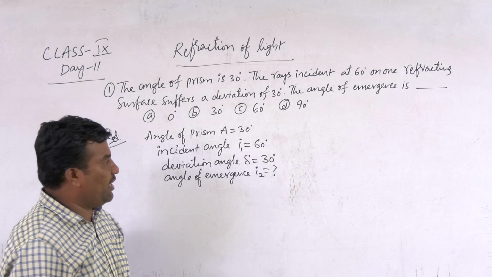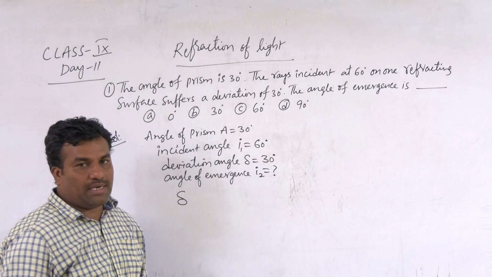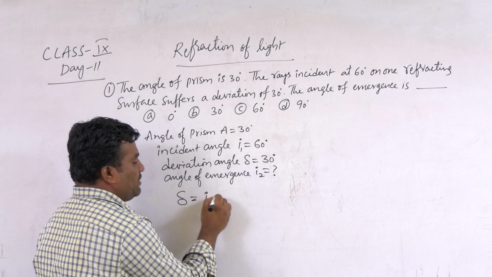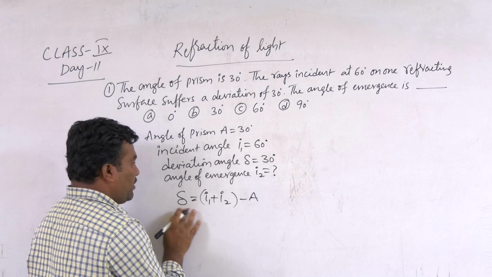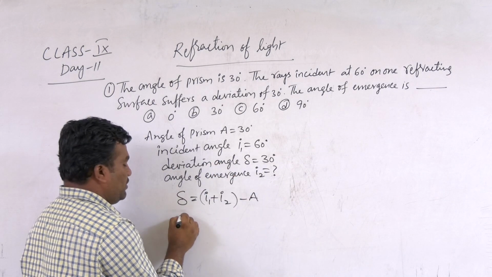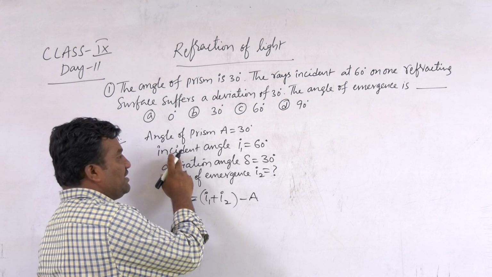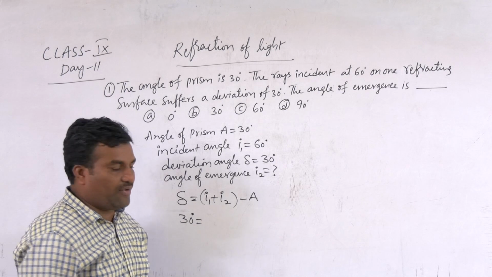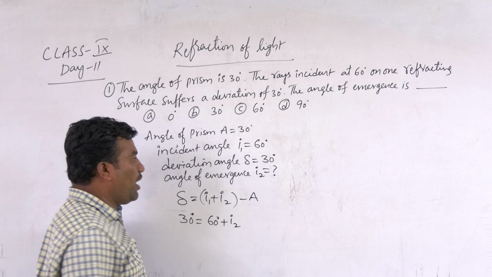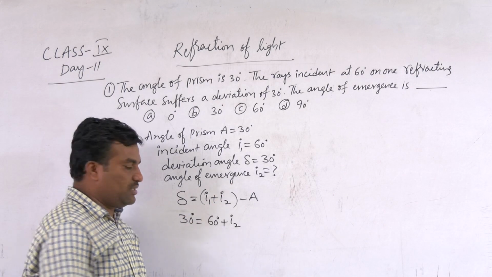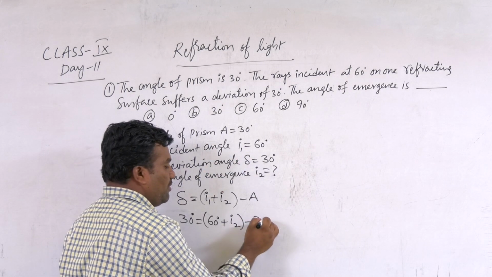So now the relation between these parameters. The angle of deviation delta equal to I1 plus I2 minus A. Delta is how much only? Angle of deviation 30 degrees. I1 is the angle of incidence on the first refracting surface, that is 60 degrees, plus I2, the angle of emergence, minus the angle of prism, which is 30.